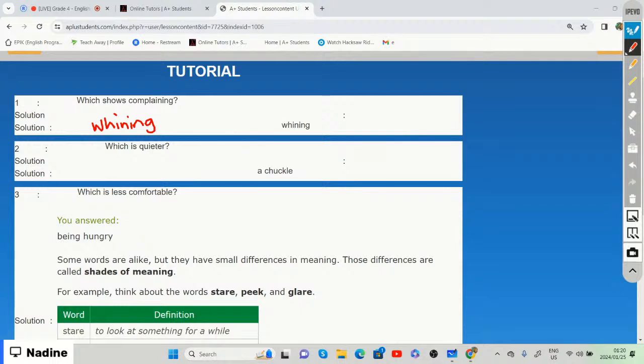And then we said which is more quieter. An excessive laugh is not quieter, but a little chuckle. It's like you're just smiling with a little bit of laughter, is a chuckle, right? That is more quieter than an outburst of laughter.